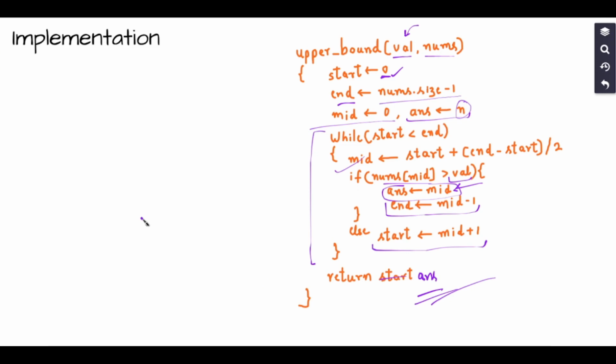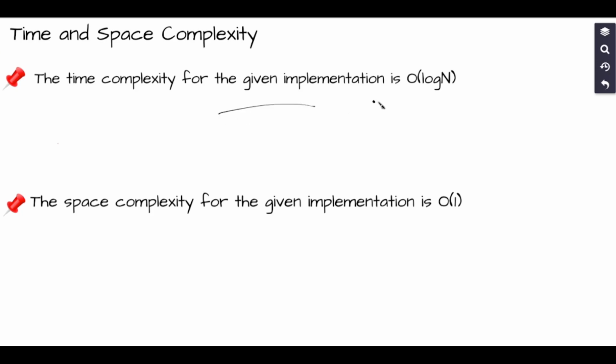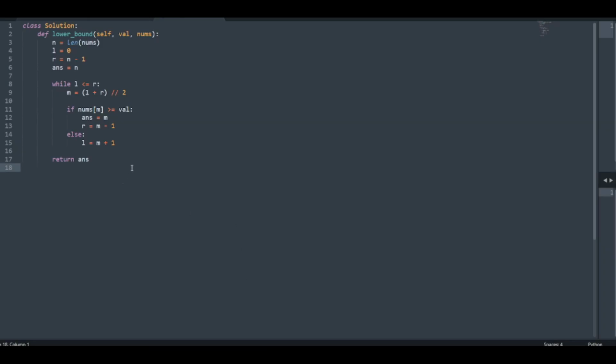Let's jump to the time and space complexity. Since this is just binary search, the time complexity would be log of n, while the space complexity would be constant. Let's jump to the implementation part.